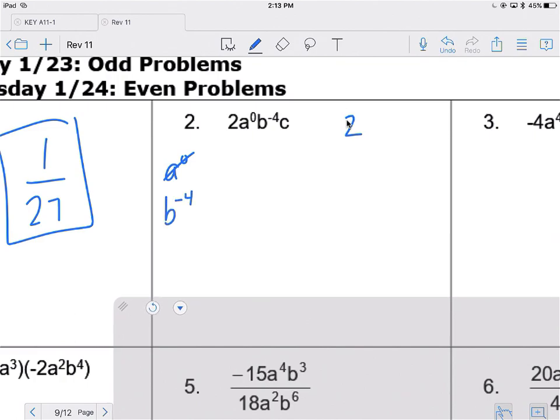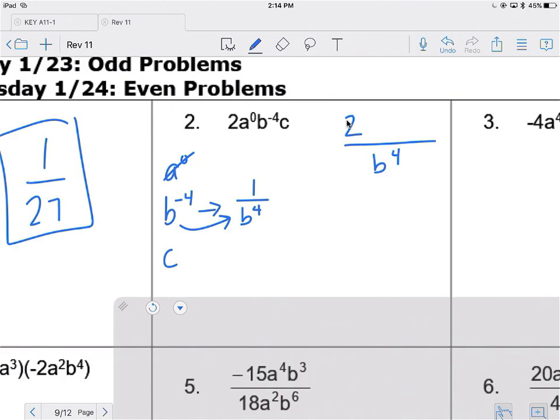B is written B to the negative 4. The negative means it does not like where it is at, so B does not like being on the top, meaning we need to move it to the bottom. So this will become 1 over B to the 4. Remember, when you move something from the top to the bottom, wherever it was negative, it is now positive on the opposite top or bottom. So it was negative on the top, but it is positive on the bottom. So B to the 4 is now written on the bottom.